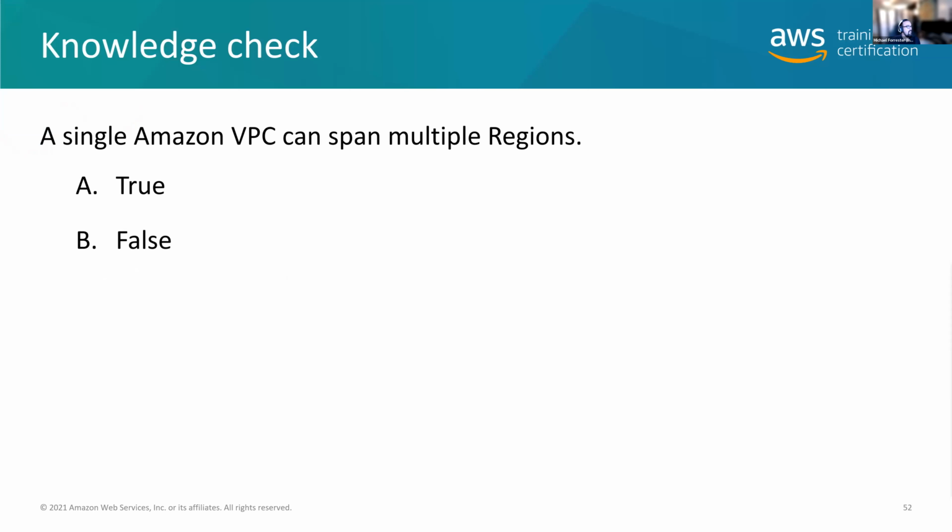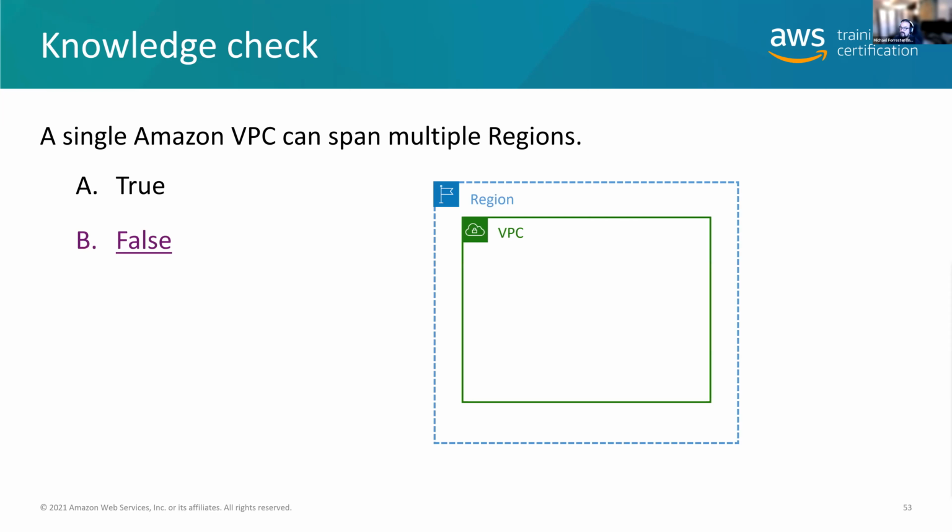Okay, here's a question. A single Amazon VPC can span multiple regions. Is that true or false? Sean, they're good. Timothy, Masood, Hunter. All right, looks like it's unanimous. It is indeed false, right?